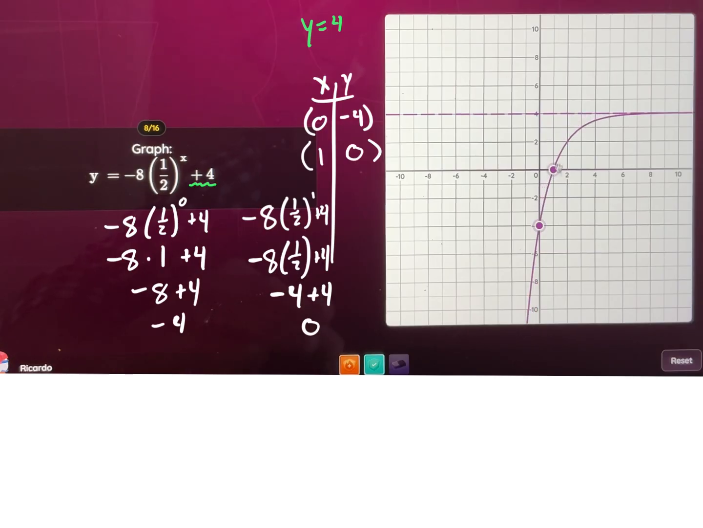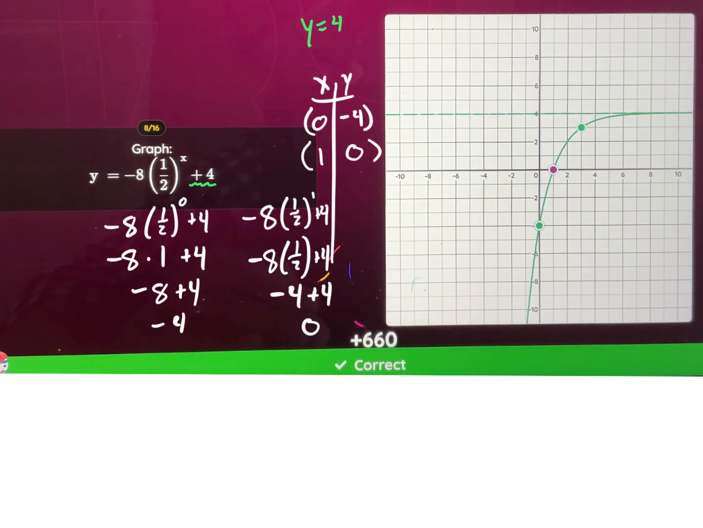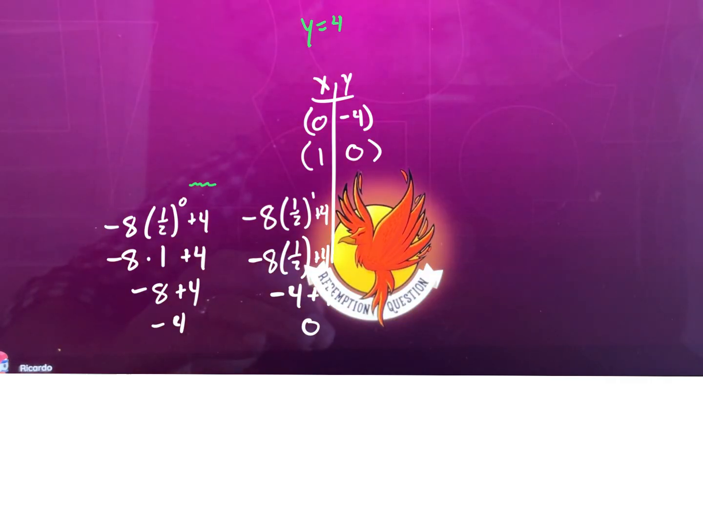So I have my 2 points, I have my asymptote, that's my graph. I am done. Check it out. Submit. Voila. That easy.